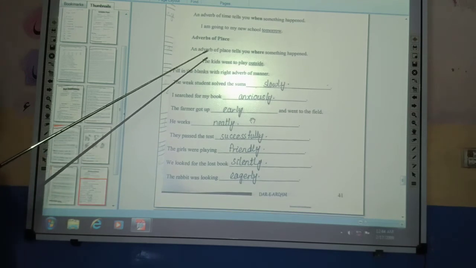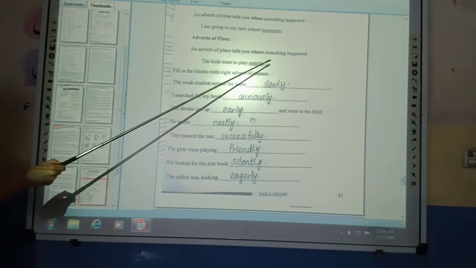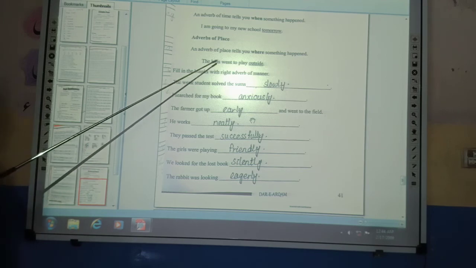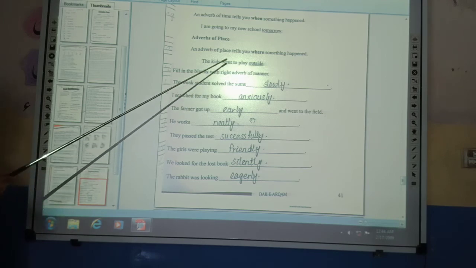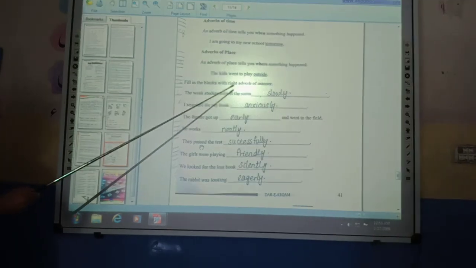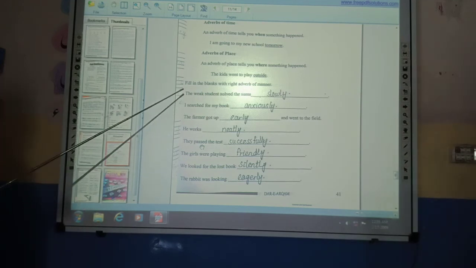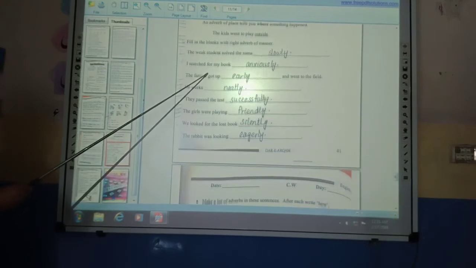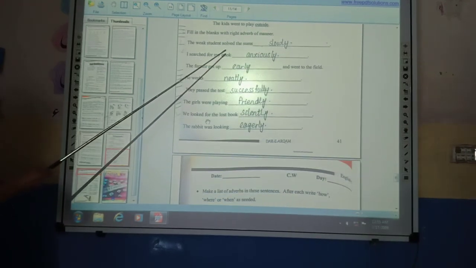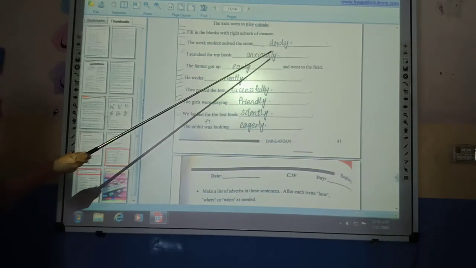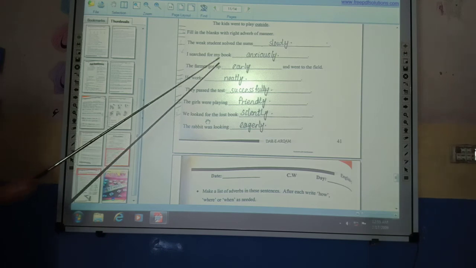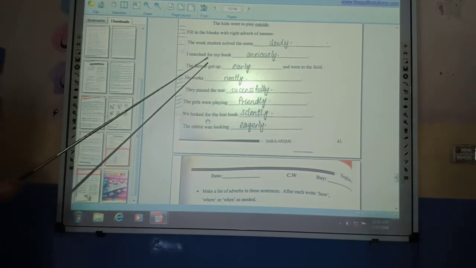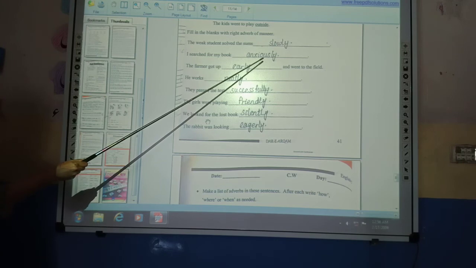Adverb of place. An adverb of place tells you where something happened. The kids went to play outside. Where did the kids go to play? The kids went to play outside. Fill in the blanks with the right adverb of manner. The weak student saw the sun slowly. I searched for my book anxiously.